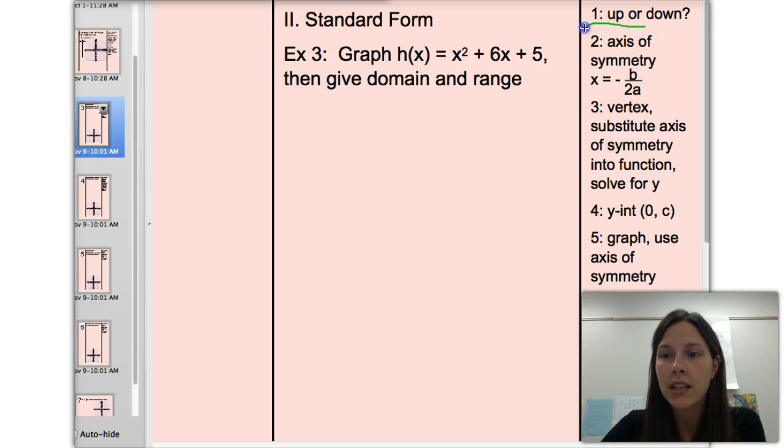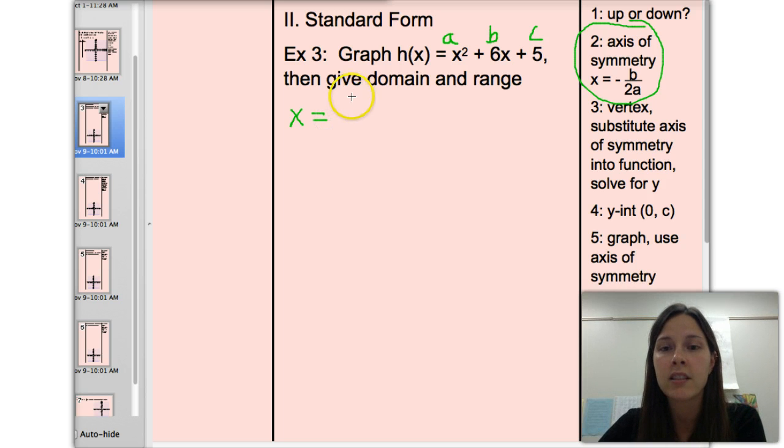So if you remember from last year, we find the axis of symmetry, which gives us the x-coordinate of the vertex. Remember, a is the coefficient of your x squared term, b is the coefficient of your x term, and c is your constant. So to find the x-coordinate of your vertex, or the equation for the axis of symmetry, you do the opposite of b all over 2a. And in this case, a, the coefficient of our x squared term, is 1. So negative 6 divided by 2 gives us an x-coordinate for our vertex of negative 3.